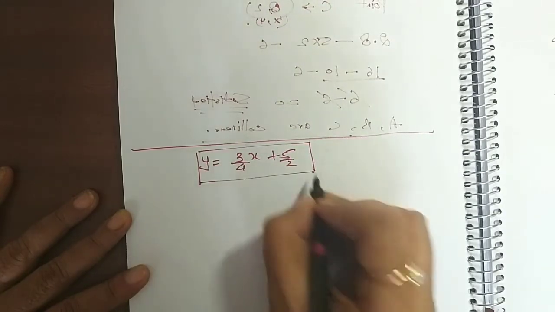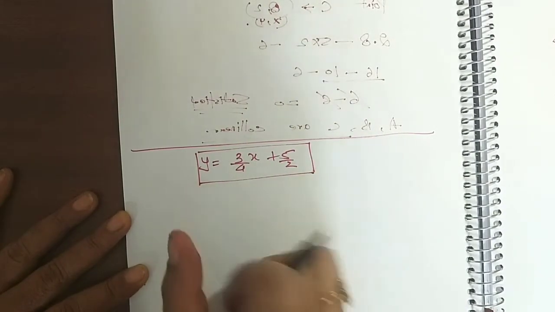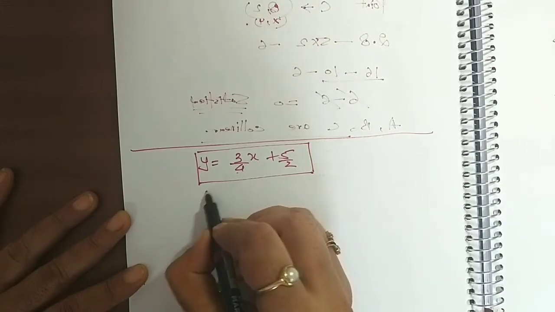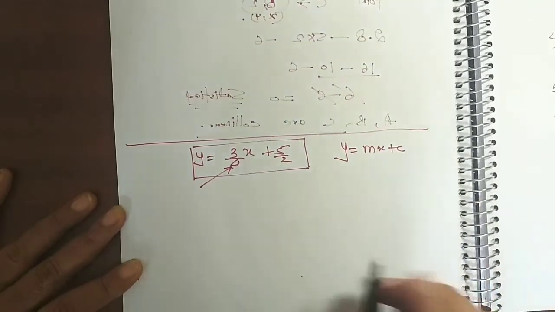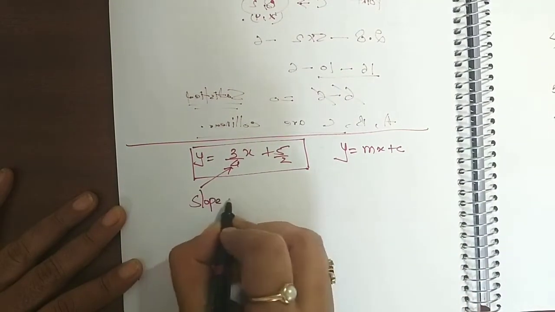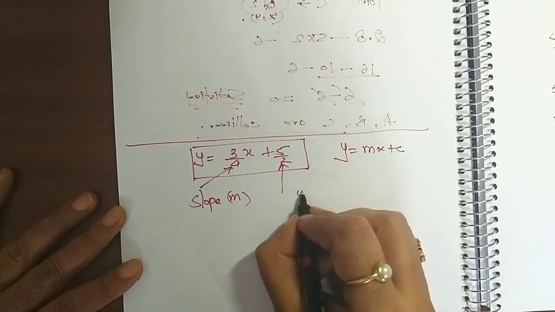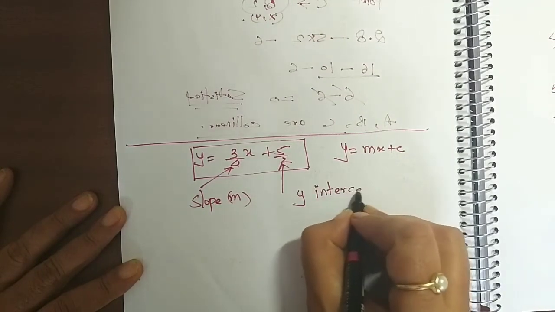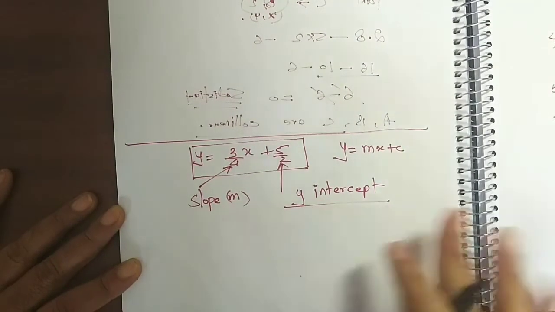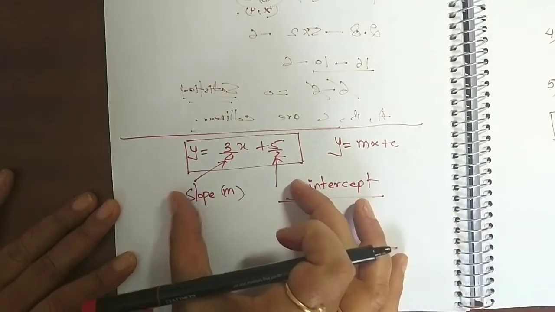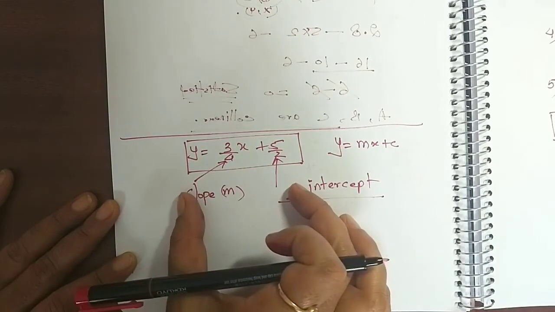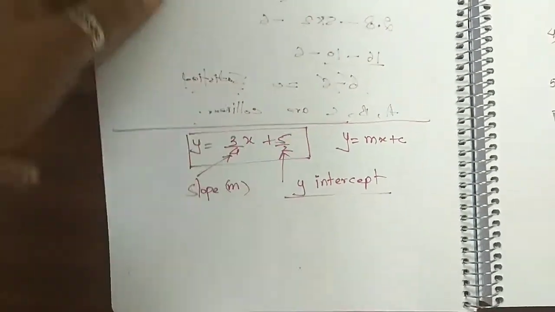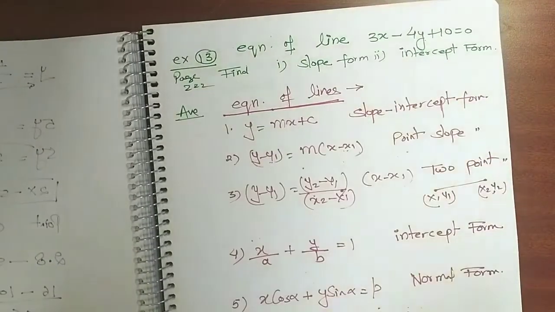So this is known as intercept form, or I'm sorry, slope form. So what is this? If I compare it, y is equal to mx plus c. So what is this? My slope, which is m, and this is nothing but y intercept. So I got the slope form. So this is your slope form. Okay. Now I will convert into intercept form.